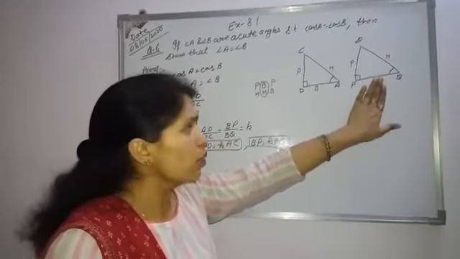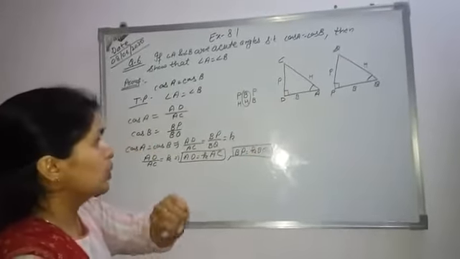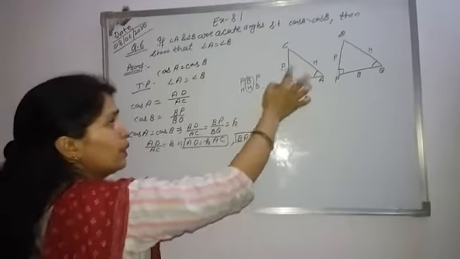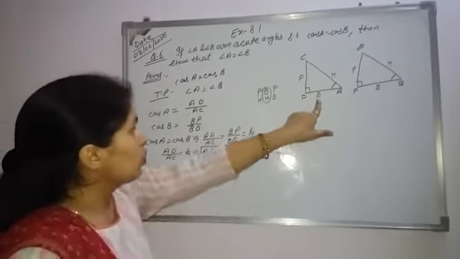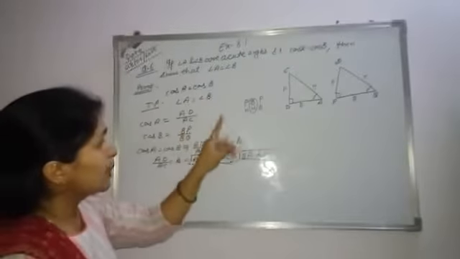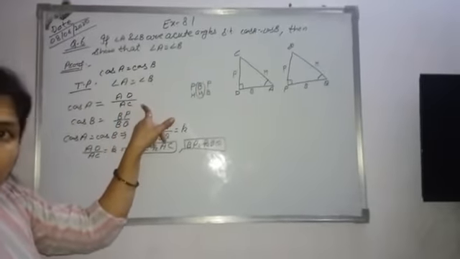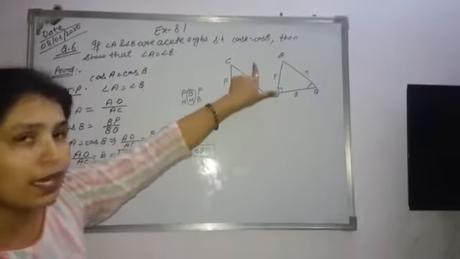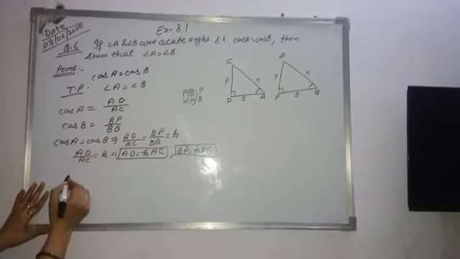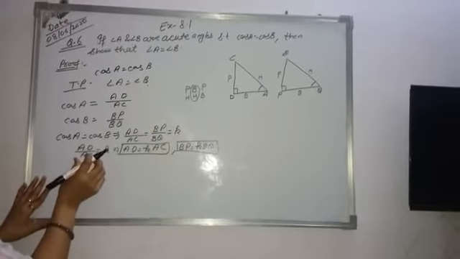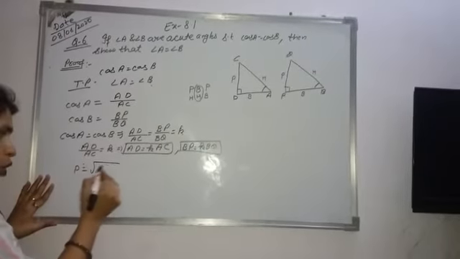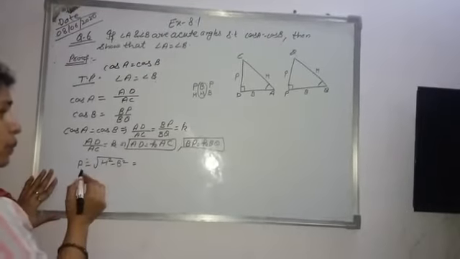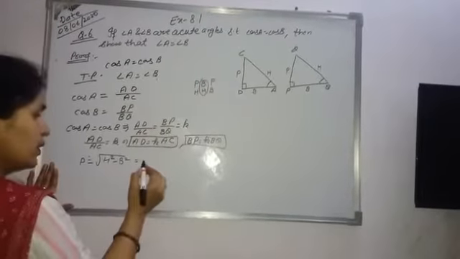For this, first find out which value is unknown to us. In this case, for cos A and cos B, these two values, we are using base divided by hypotenuse. So find out the value of the perpendicular with the help of base and hypotenuse. With the help of the Pythagoras theorem, we know that perpendicular is equal to the square root of hypotenuse square minus base square. And this perpendicular value means DC.